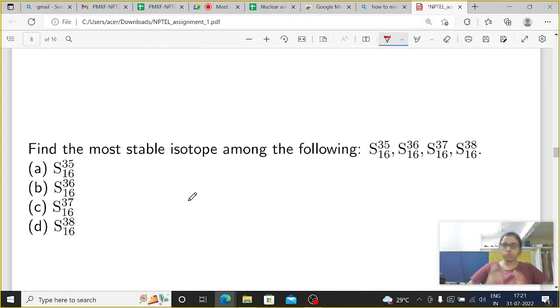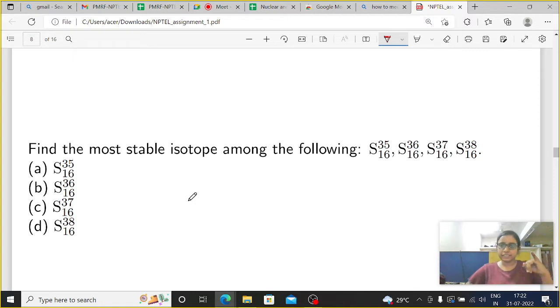Now coming to the fourth question. The fourth question gives a little bit long question and answer also. The question is: find the most stable isotope among the following. There are 4 nuclei given here.